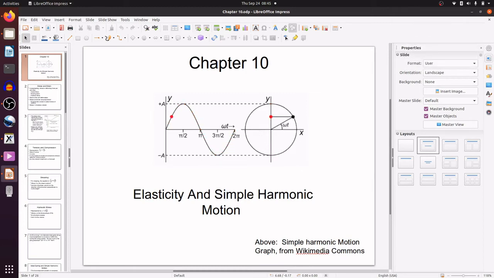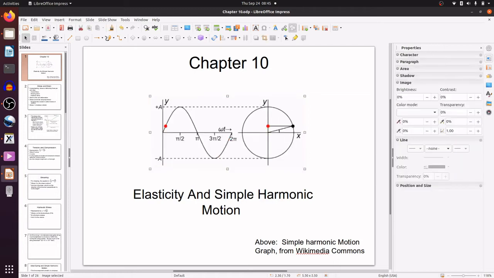Okay, so chapter 10 deals with elasticity and simple harmonic motion. Basically, we've been dealing with what is in a circle. And instead of just staying in a circle, we're now going to more or less graph it. And when you do graph it, notice that this little red dot stays the same with respect to the y-axis, but it bounces up and down.